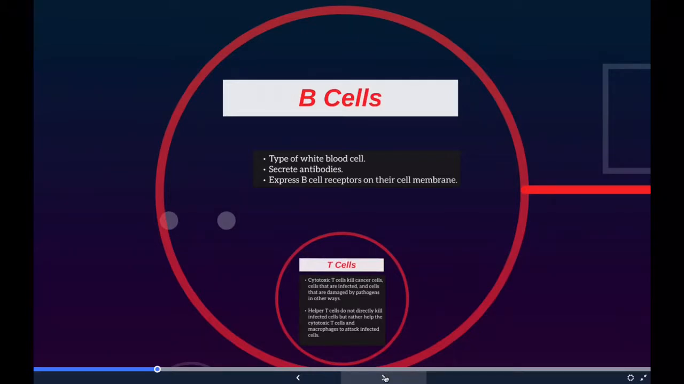B cells, also known as B lymphocytes, are a type of white blood cell. They function in the humoral immunity component of the adaptive immune system by secreting antibodies. Additionally, B cells present antigen and secrete cytokines. B cells, unlike the other two classes of lymphocytes, T cells and natural killer cells, express B cell receptors on their cell membrane. B cell receptors allow the B cell to bind a specific antigen against which it will initiate an antibody response.